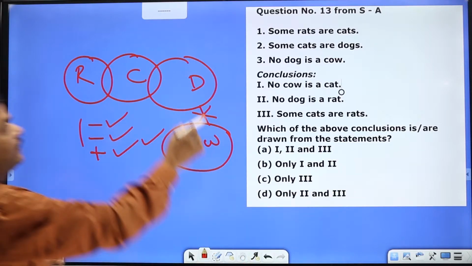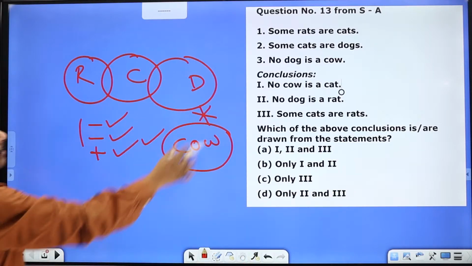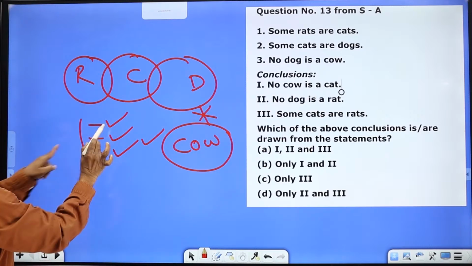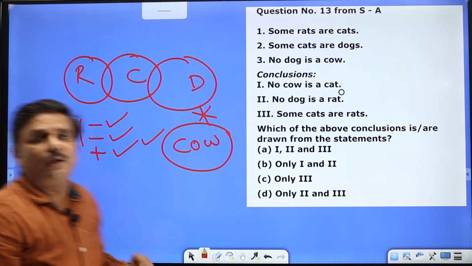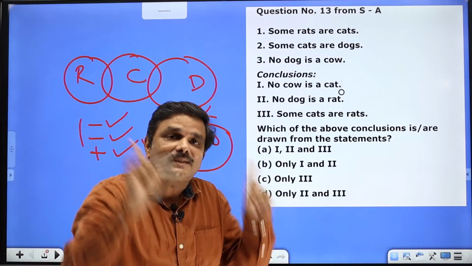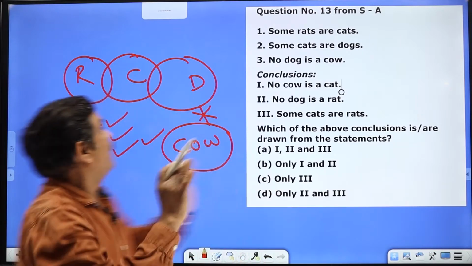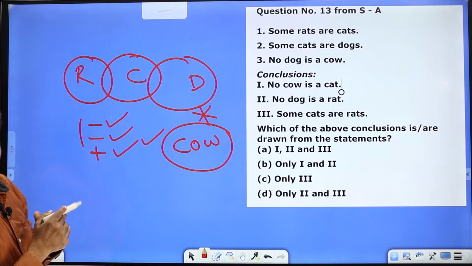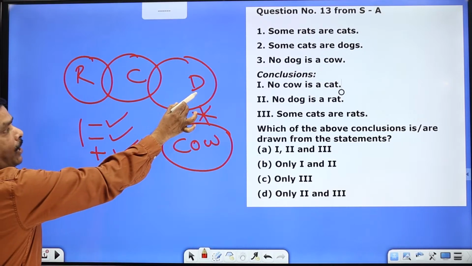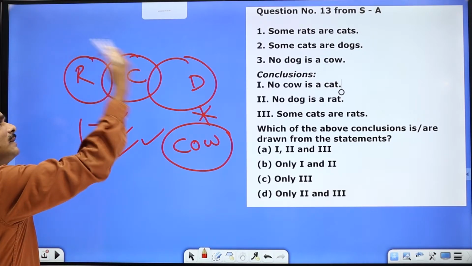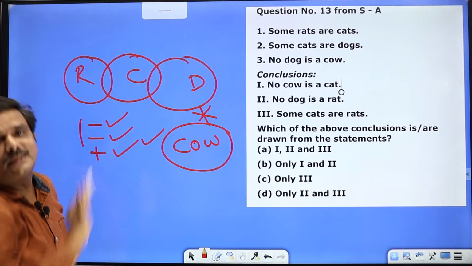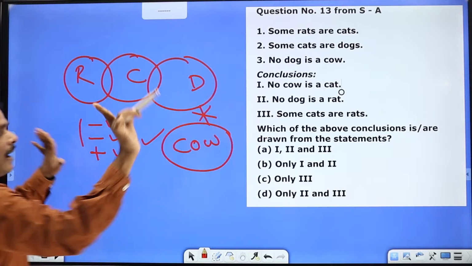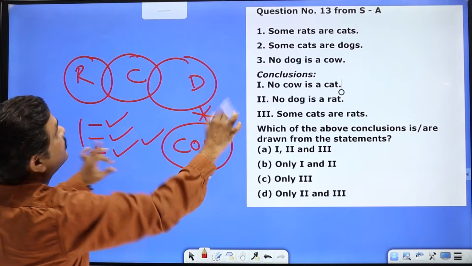Okay, now let's go for the next one here. What is that? No cow is a cat. No cow is a cat is true here. To disqualify that one, I have to prove at least some cows are cats. Is it possible or not? Visualize that one, students. Except dog and cow, any other circle can merge with any other circle. So to disqualify no cow is a cat, I have to prove at least some cows are cats.